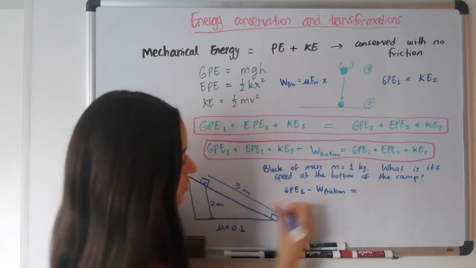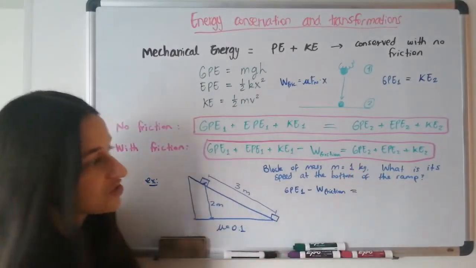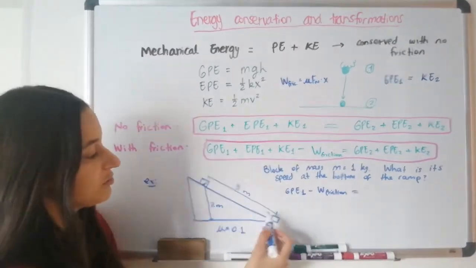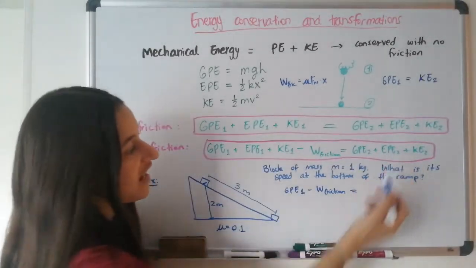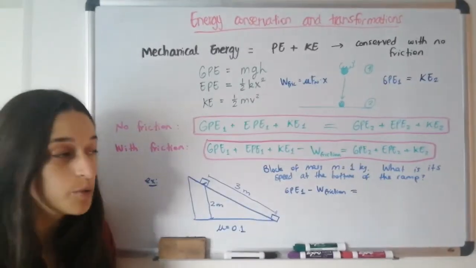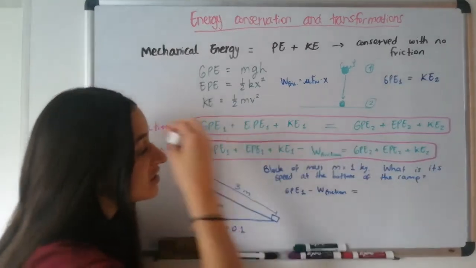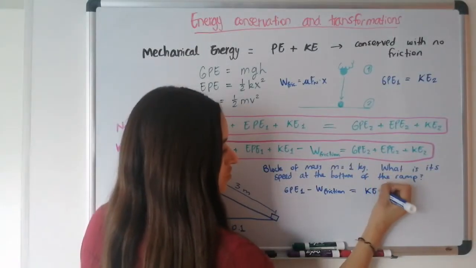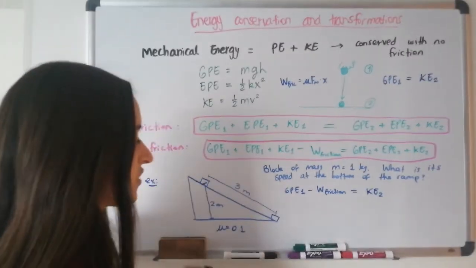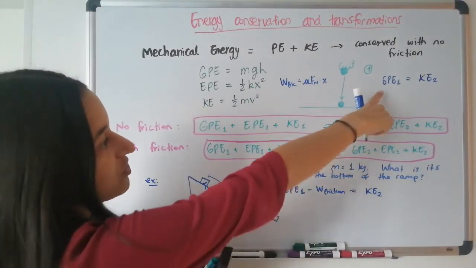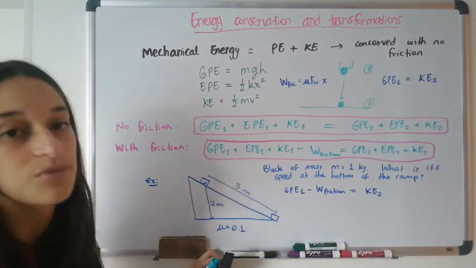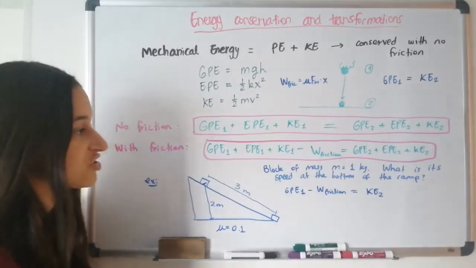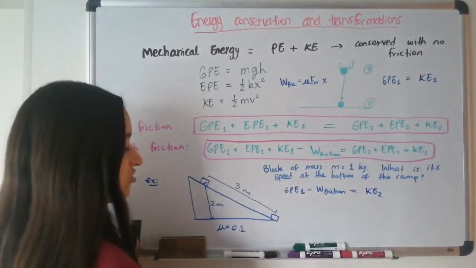And that's it. Equals. At the bottom, does it have any gravitational potential energy? Not anymore, because it's at the bottom. Does it have elastic potential energy? No, because there's no spring. Does it have kinetic energy? Yes, because it's moving at a certain speed. So we do have a KE2. So basically our equation is similar to this one, with the exception that there is some work that friction is going to do that is going to waste some of its energy.